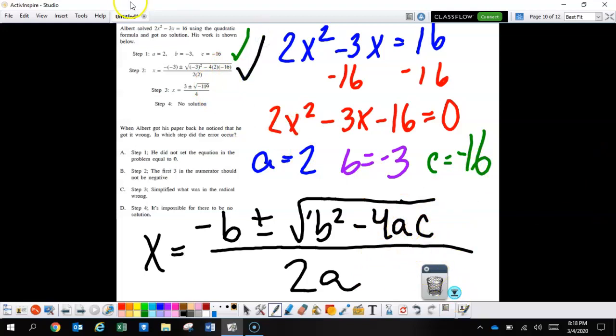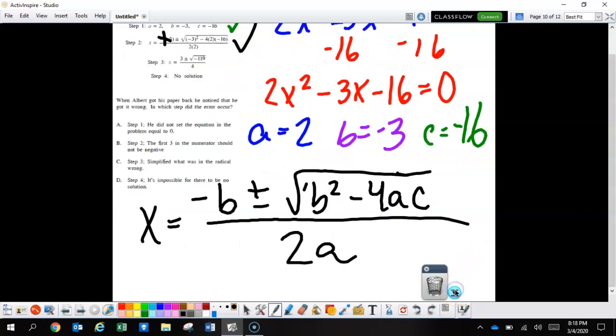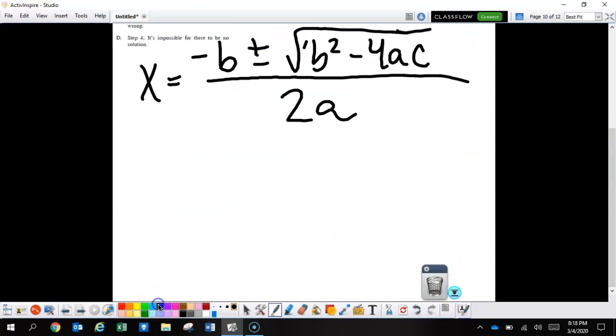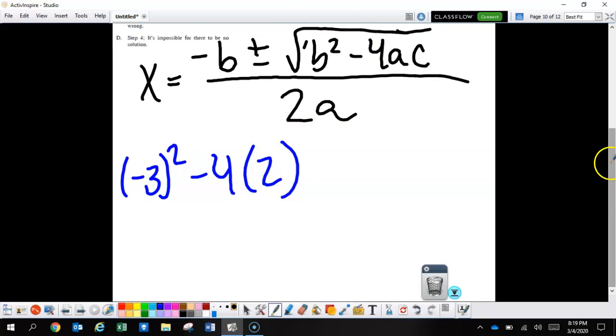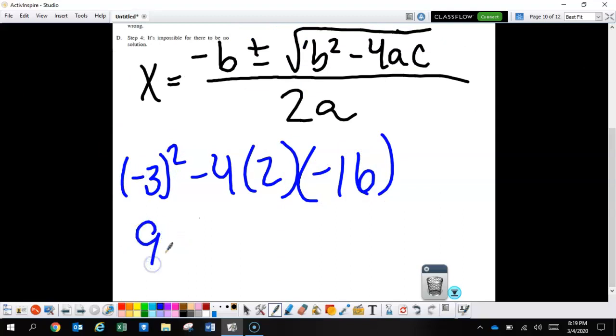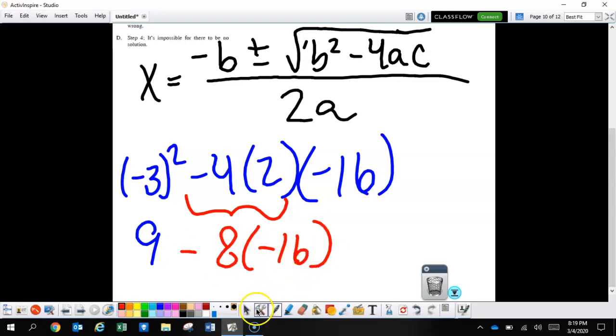Now I gotta check step 3. So in step 3, the negative and negative become a positive, that is true. This turns into a positive, so that is correct. 2 times 2 is 4, that is correct. So what I have to do is check the inside of that square root to make sure it's correct. So I have to actually do the math of negative 3 squared, and then negative 4 times 2 times negative 16. Negative 3 squared is positive 9. Negative 4 times 2 is negative 8 times negative 16. Negative 8 times negative 16.